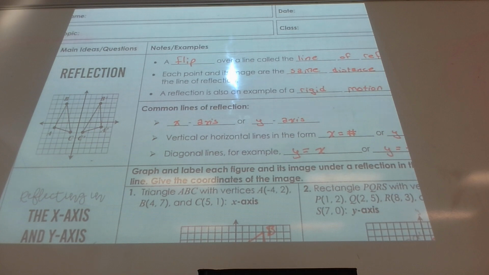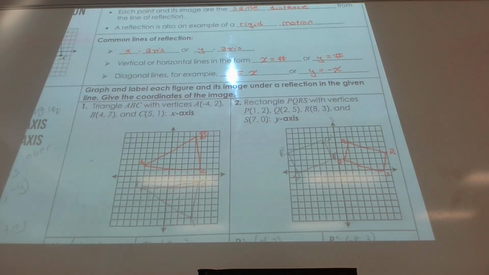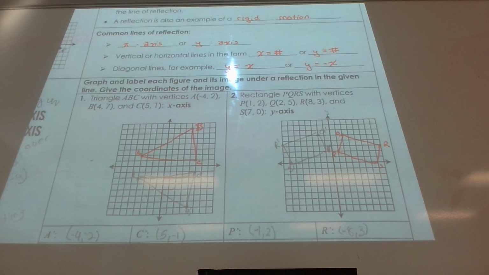Talking about reflection today. Now, reflection is a flip over a line called the line of reflection. Okay, it's fairly simple. Line of reflection is what we flip over. Now, each point and its image is the same distance from the line of reflection.